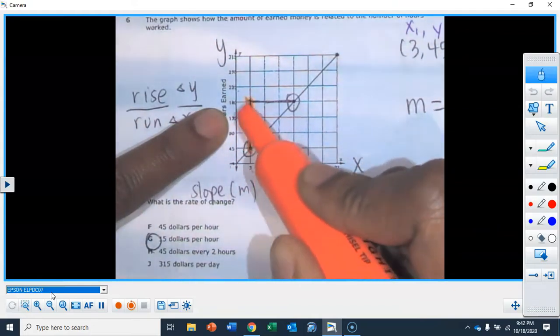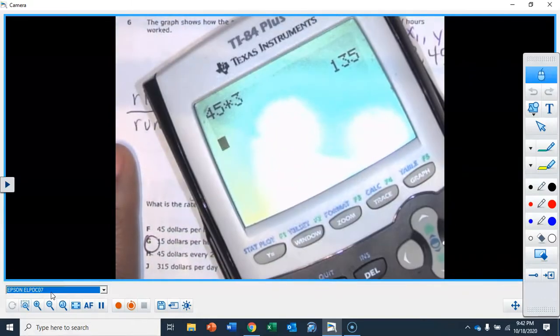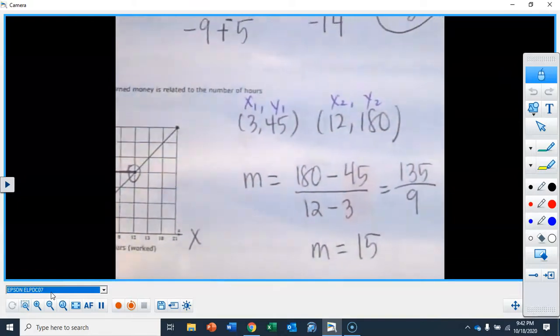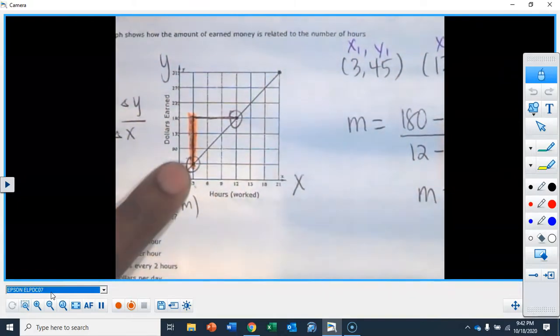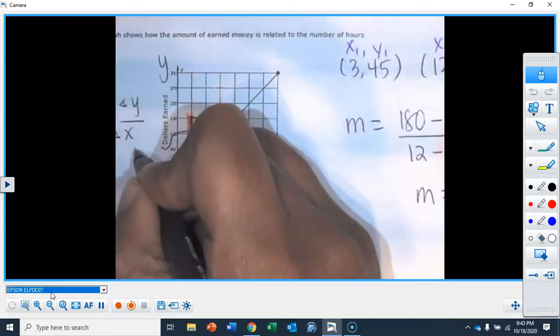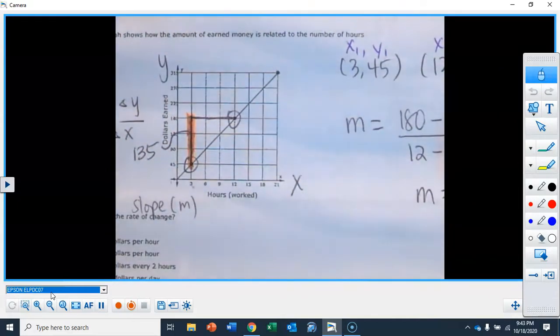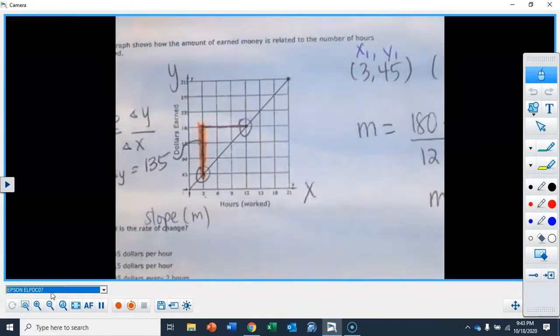45 times 1, 2, 3 jumps. So if I do 45 times 3, you see, that's 135. That's the change in the y. Okay, that's also what we got over here at the top, 135. So to go from here to here, we're doing 135. Okay, that's my delta y. Okay, I'm going to move this over.